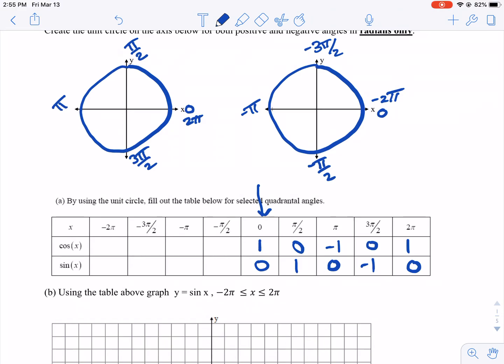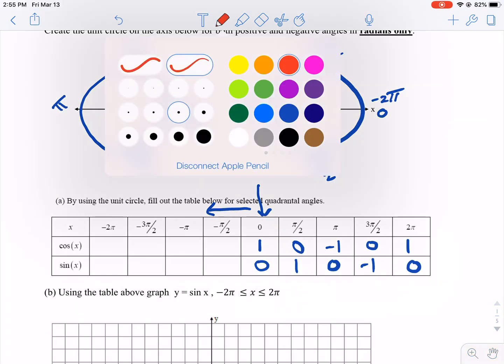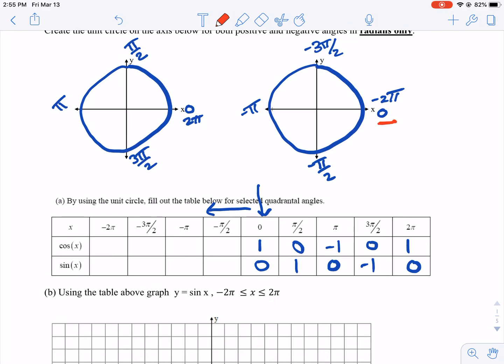Now let's do the negative unit circle, but we're going to go in this direction and fill the table out now backwards. So here's my 0. Okay, I already answered that. The cosine at 0 is 1. So when I'm coming down here, the cosine at negative pi halves is 0. Cosine at negative pi is negative 1. Cosine at negative 3 pi halves is 0. And the cosine at negative 2 pi is 1. Remember, we're on a unit circle, so it's either zeros or ones.